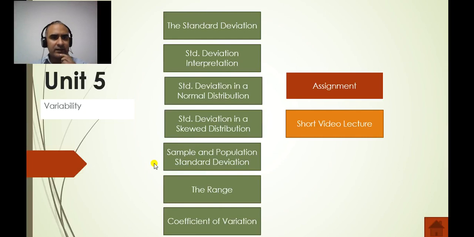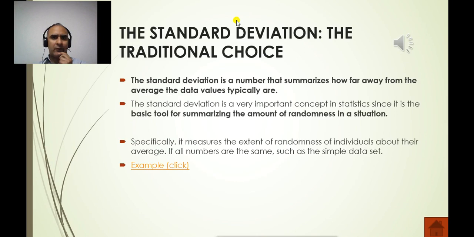So, business statistics unit number 5. In unit number 5, we're going to be talking about variability. In this unit, the most important thing for you to learn is the concept of standard deviation. The concept of standard deviation is very critical because we're going to be using it in many of the units. So let's go very quickly to the standard deviation.